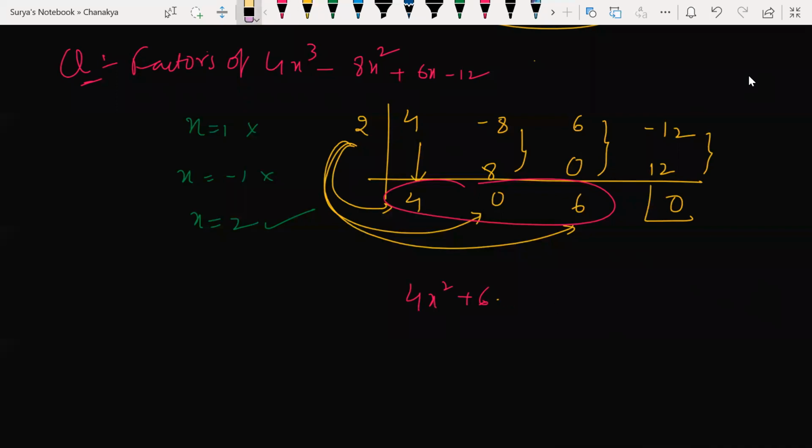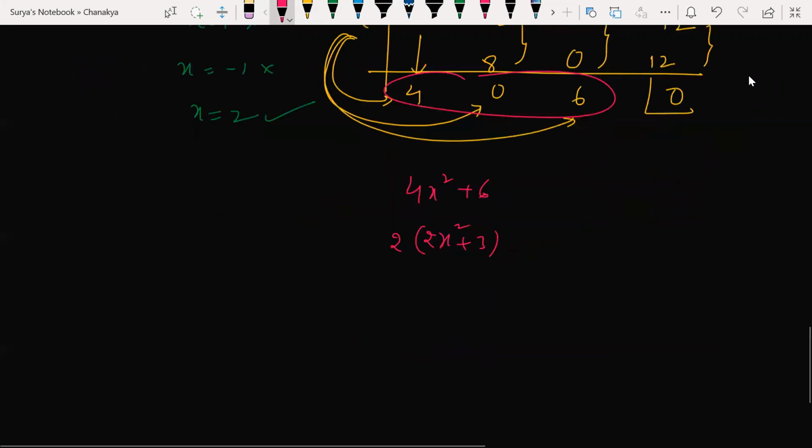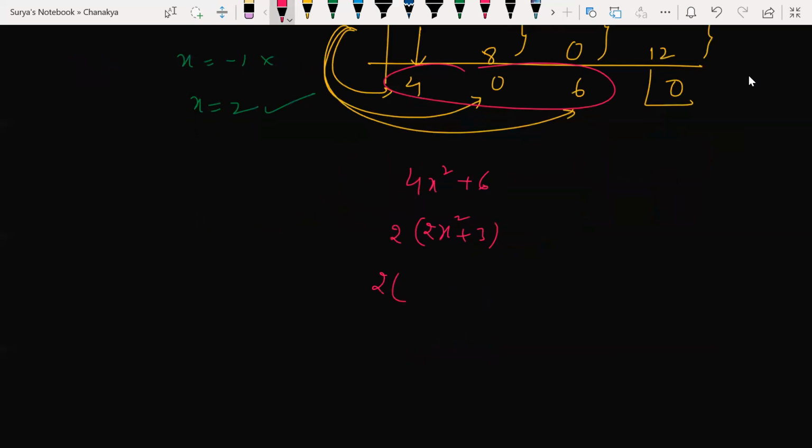Sir, I got the answer. It is 2 into x minus 2, and then multiplied by 2x square plus 3. We are taking 2 as common, so I'll be getting 2x square plus 3. And then after that, multiply by x minus 2.